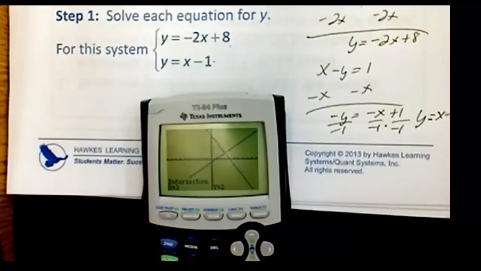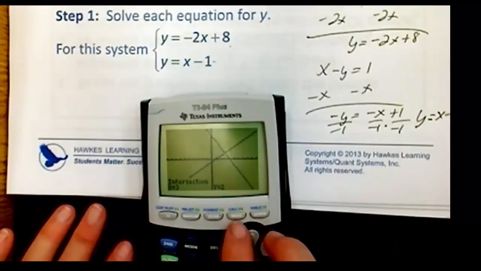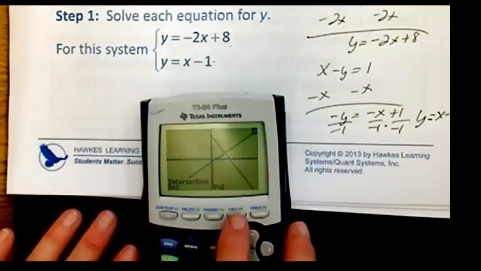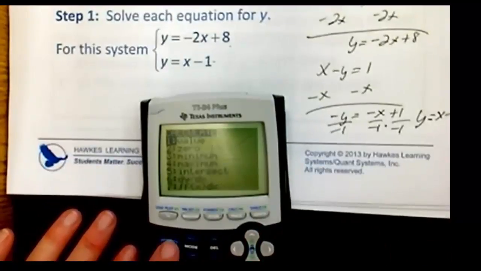Pardon? To do this calculation, the question was, which button do you hit? Well, you're going to go second. You're going to hit your trace button. So it's second, the trace button to get you to calculate. Okay, are you there? Okay, so second to trace, which gets you to calculate.